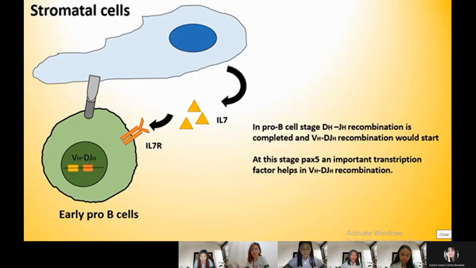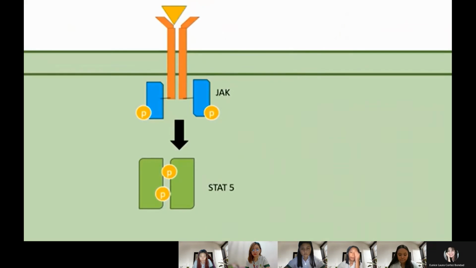At this point of time, the VDJ recombination takes place. So the B cell receptor, which is basically membrane bound IgM, is actually produced. The heavy chain is produced from this point onwards. So let's take a look at what IL-7 mediated signal does. Next slide, please.